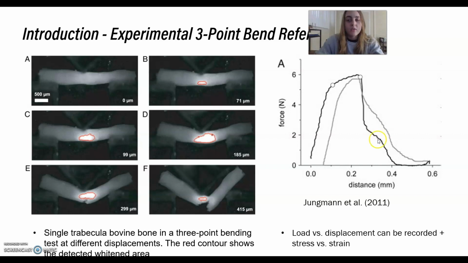This red contour line, on a bovine bone, is where this stress distribution is occurring. This is Jungmann and others, and there's this force versus displacement curve, where we can see a hybrid between a plasticity and damage model. We can see plasticity occurring, and then there's a disruption at this maximum force, and then damage accumulation begins to occur. You can see it descend as displacement continues.